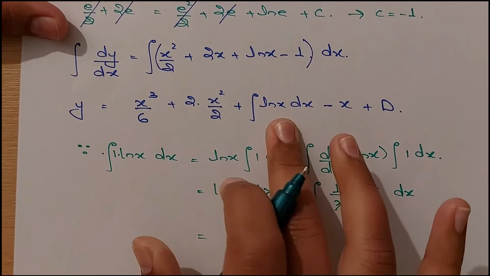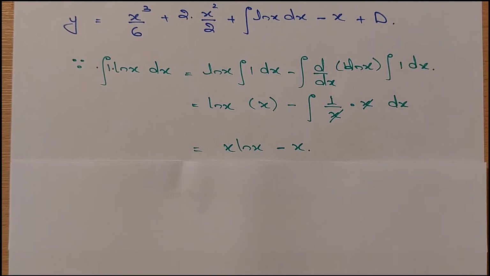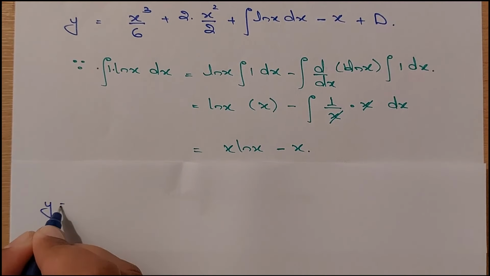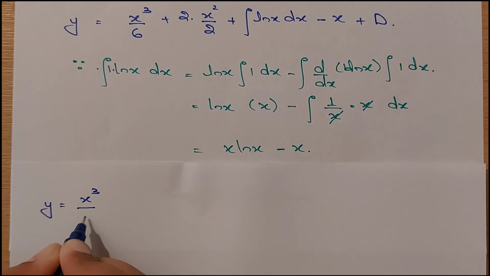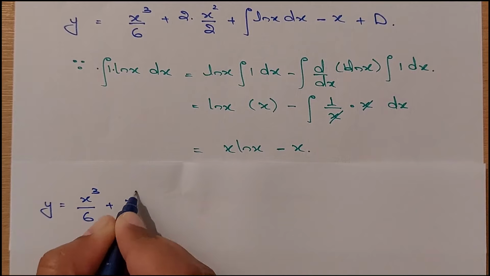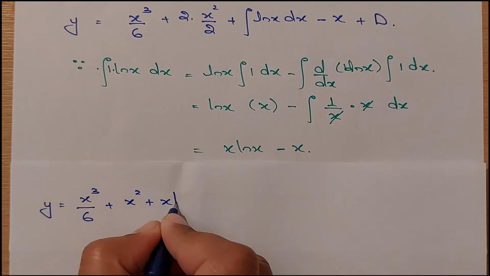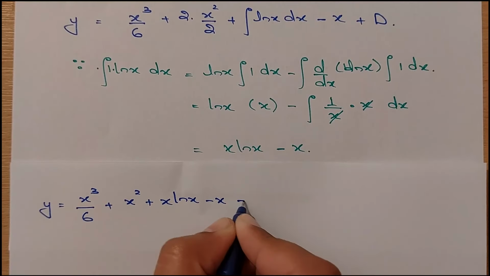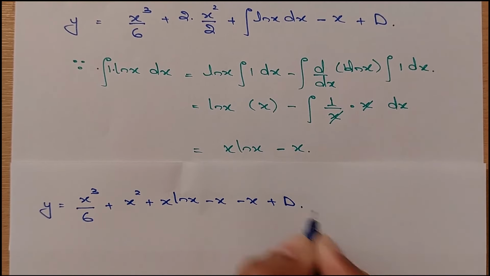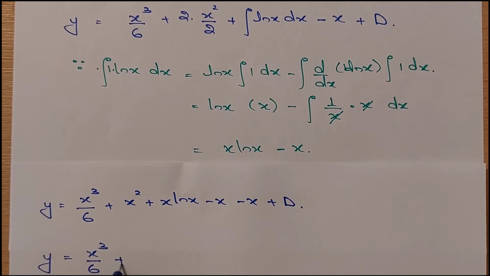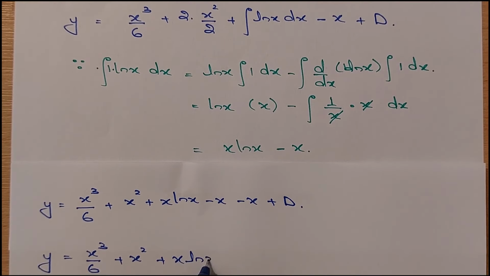Let me substitute this value over here. Now the curve is y equals x cubed over 6 plus x squared plus the integration of this, which is x natural log of x minus x, plus d. Now let me rearrange the terms. y equals x cubed over 6 plus x squared plus x natural log of x minus 2x plus d.